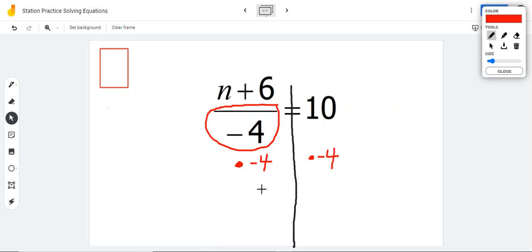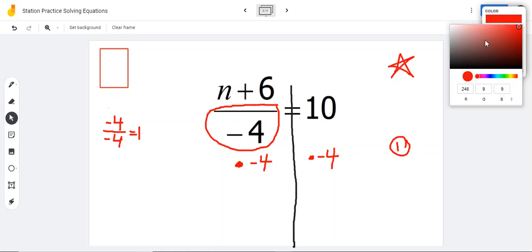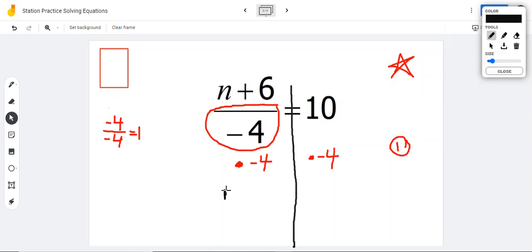Now that is going to cancel it out and make 1, because -4 divided by -4 ends up being just 1. So it's going to leave me with 1 n+6, or just n+6. So that's our first step in this special case. Okay, special case.